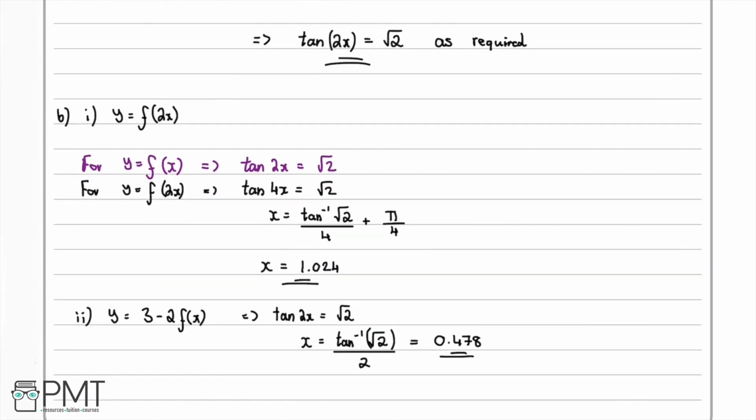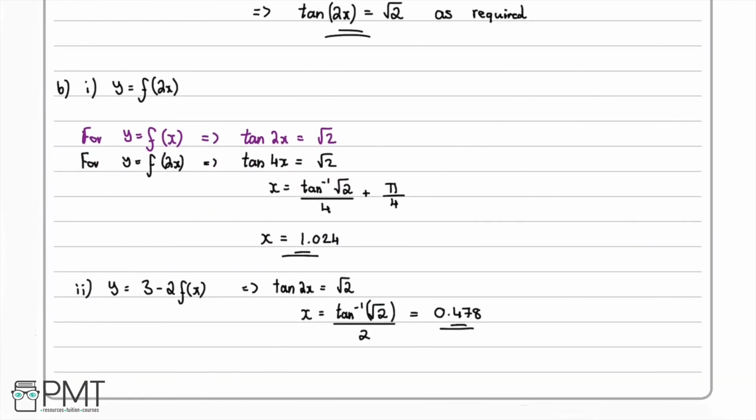Then moving to part B of the question, it was worth 4 marks in total. For the first part of the question, we received our first mark for solving tan 4x is equal to root 2, and then we receive our second mark for coming to the correct conclusion of x is equal to 1.024. And then similarly for the second part of this question, we receive our first mark for knowing to solve tan 2x is equal to root 2, and then we receive our second mark for coming to the conclusion that x was equal to 0.478.